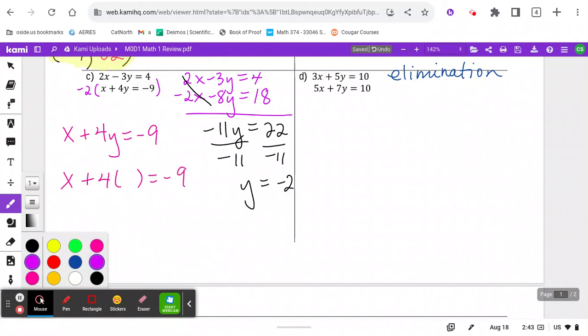So plugging in the negative 2, we get negative 8. So we need to add 8 to both sides. And here's our full answer.